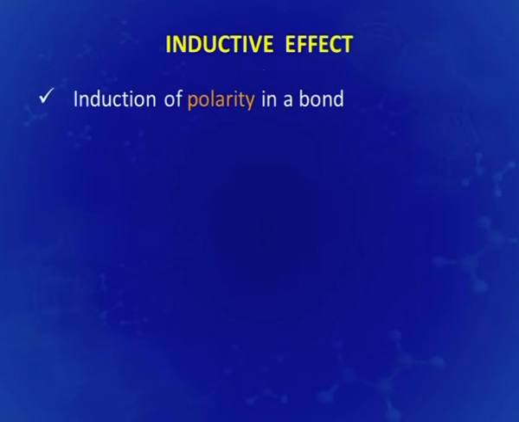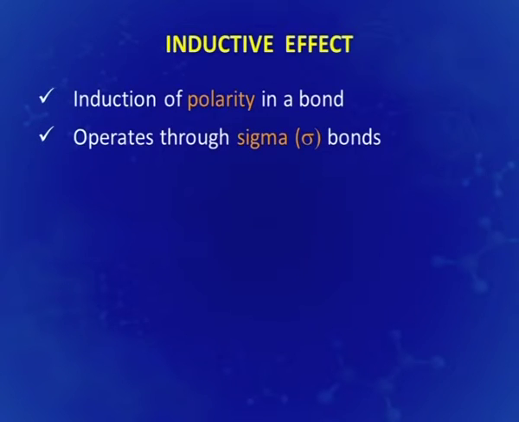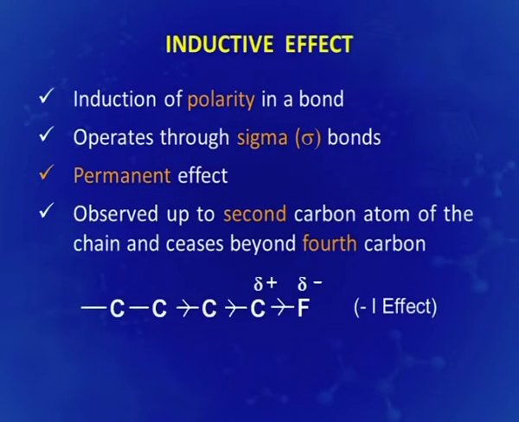The second factor which affects nucleophilicity or the nature of nucleophile is the inductive effect. We defined inductive effect earlier also. Inductive effect is defined as the induction of polarity in a bond. And what is special about inductive effect is that it operates through sigma bonds. There is no involvement of the pi bond, and that is how it differs from resonance also. It is a permanent effect, and if we see this example, what do we observe?